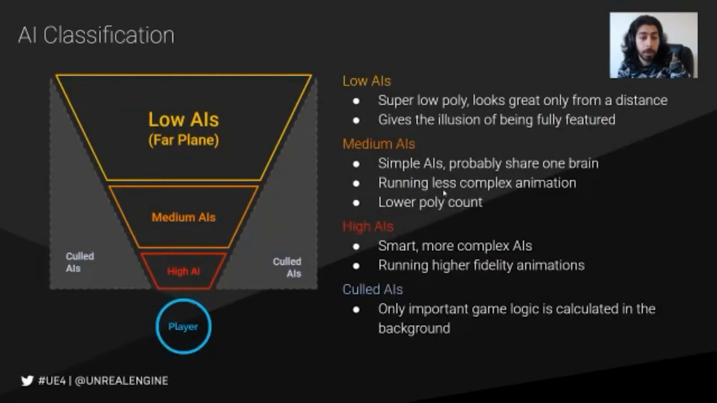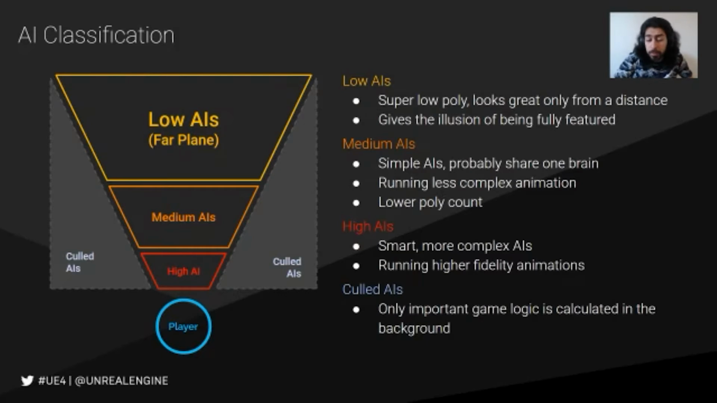Now, how should you actually optimize AIs? This is actually quite common for games in general: everything the player sees in front of him and can interact with would be running at full resolution. So you have 3 tiers of AIs. The high AIs have complex logic. They can interact with the player. They have animation that is really detailed and accurate.